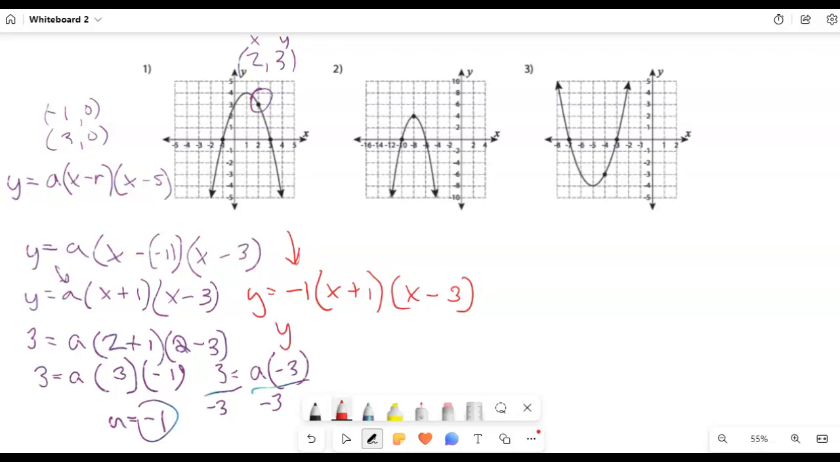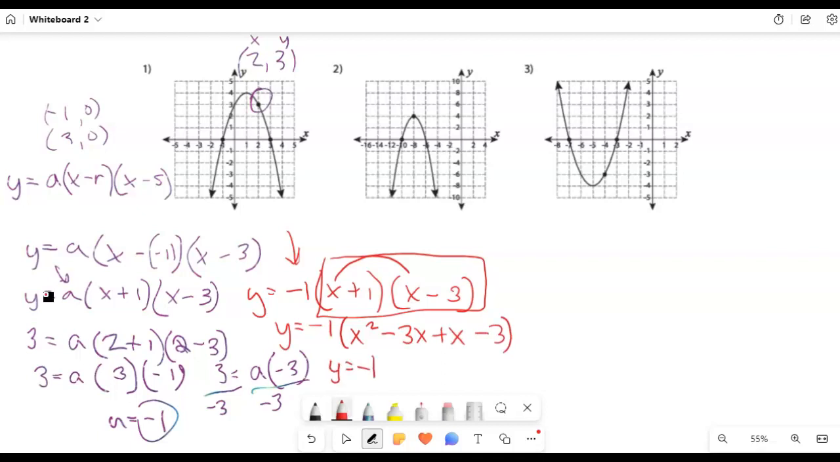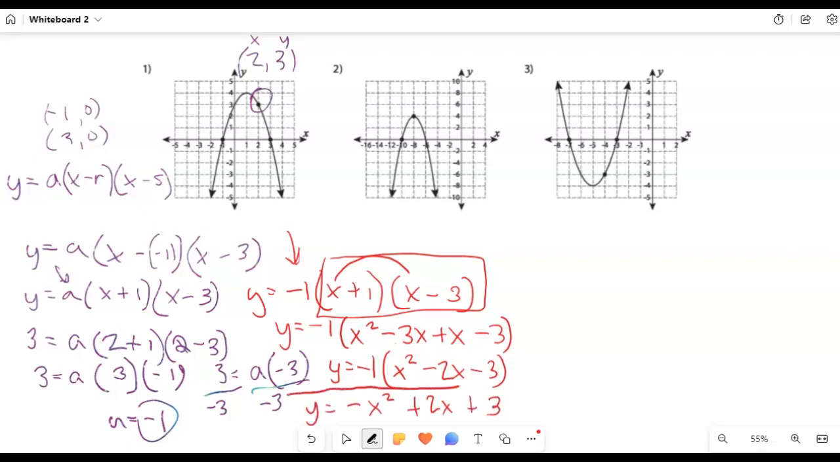So to put this in standard form, we're going to do y equals -1, and then I'm going to work with what I have in parentheses first. You can use your box method or you can use FOIL, but I'm going to multiply x squared minus 3x inside plus x last minus 3. So we'll get y equals -1 times x squared minus 2x minus 3. And then I'm going to distribute that -1 through, and so we'll get -x squared plus 2x. -1 times -3 is plus 3. So y equals -x squared plus 2x plus 3 is our equation for this graph.